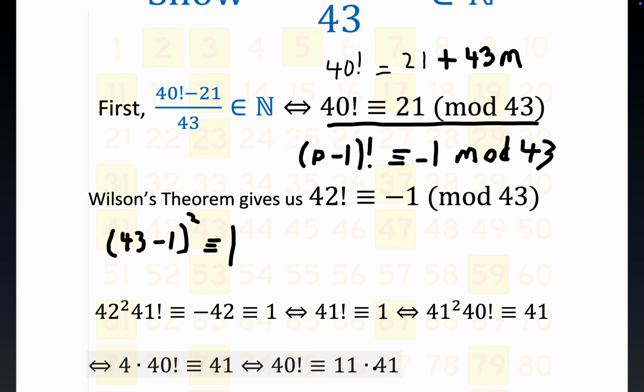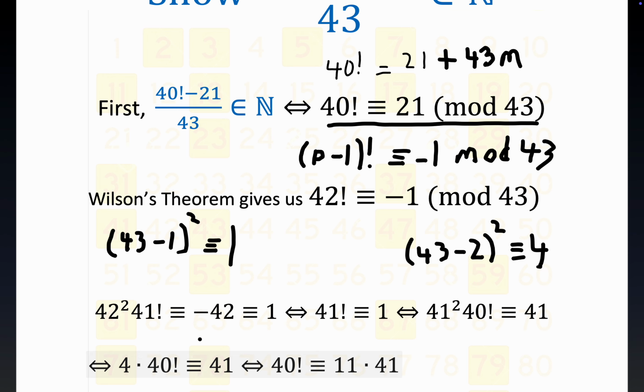And in a similar fashion right here, we're going to get that 41 squared is congruent to 4. And again, you can just see that 43 minus 2, quantity squared, right? Well again, 43 is congruent to 0. When you square this, you get 4.